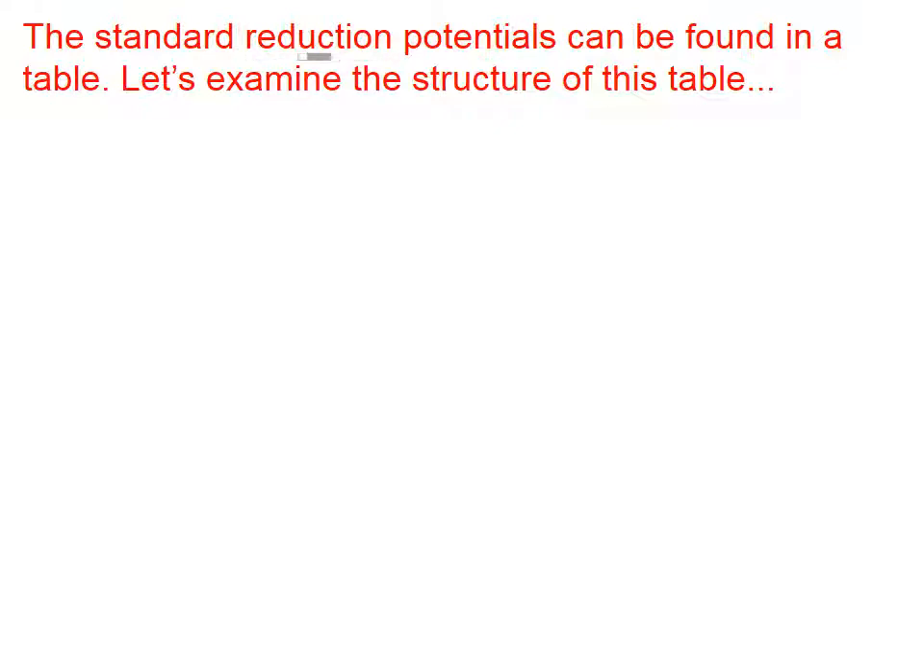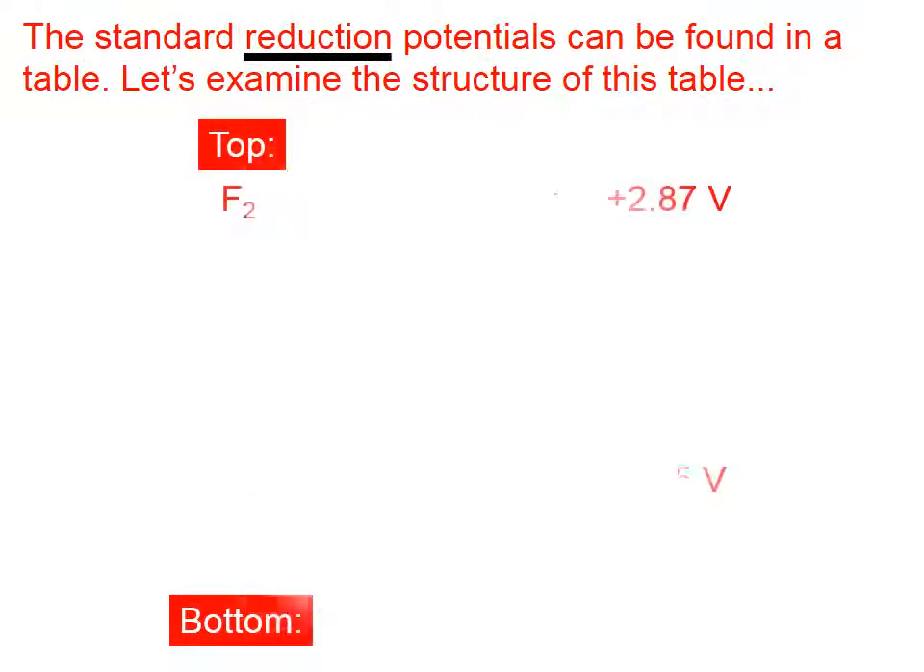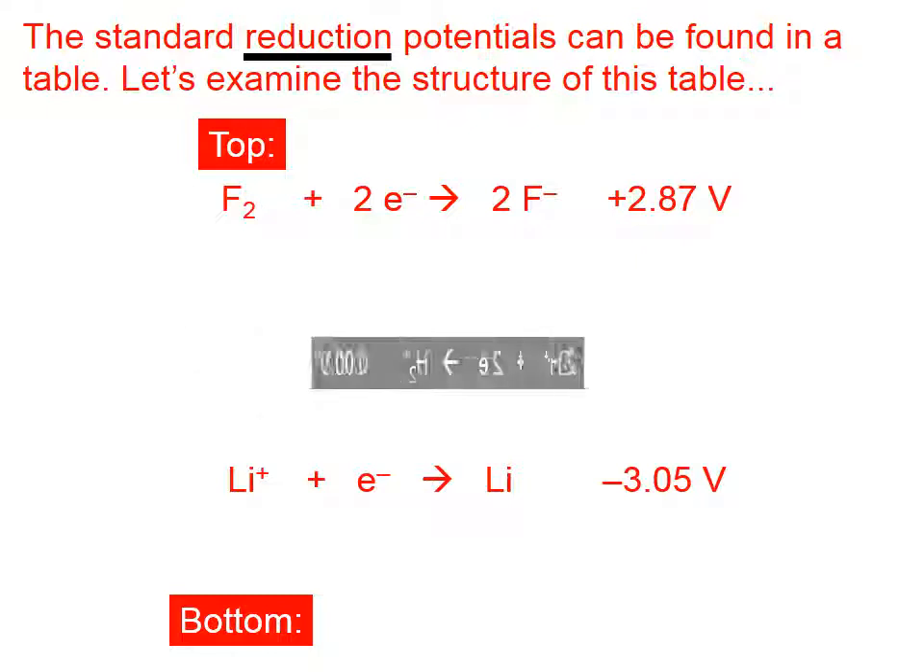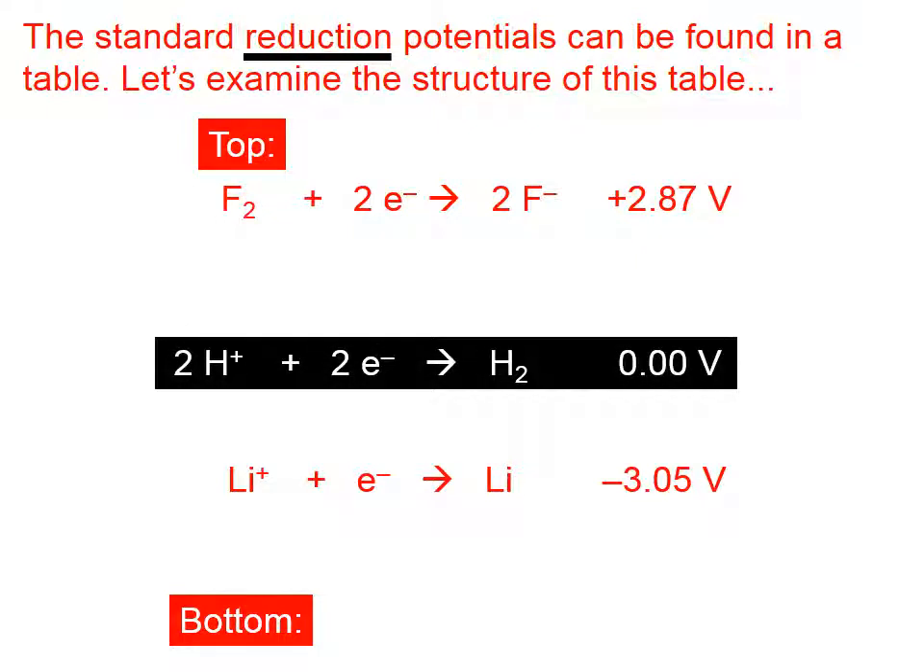The standard reduction potentials can be found in a table. Let's examine the structure of this table. At the top, we have fluorine being reduced to the fluoride ion, and at the very bottom, we have the lithium ion being reduced to neutral lithium. Somewhere in the middle, we have the reference point for all other reduction potentials. That is the standard hydrogen electrode, which has been, by international agreement, assigned a reduction potential of 0 volts.